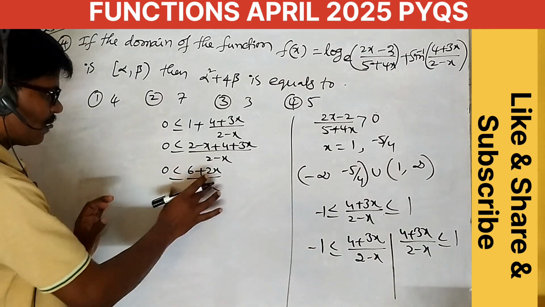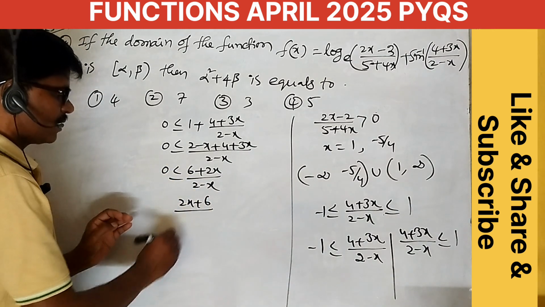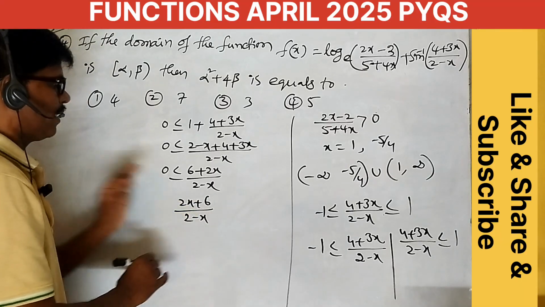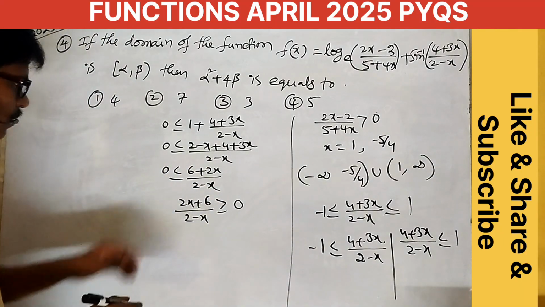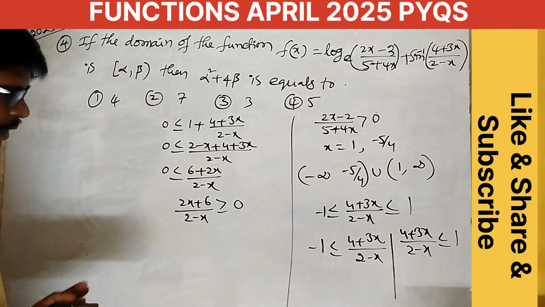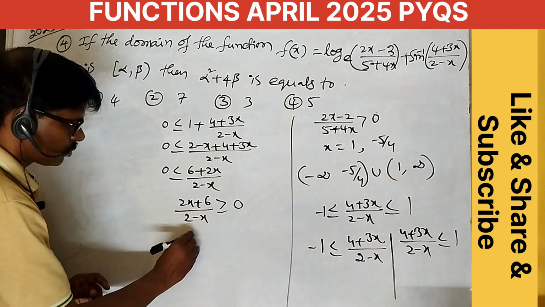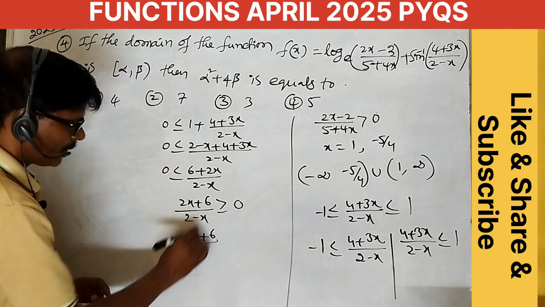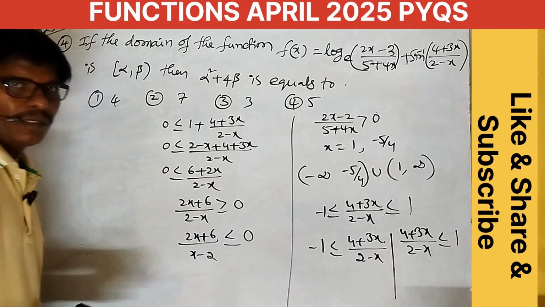This is the rational expression (2x plus 6) by (2 minus x), which is greater than or equal to 0. Here, minus is common, so 2x plus 6 over x minus 2 is less than or equal to 0.